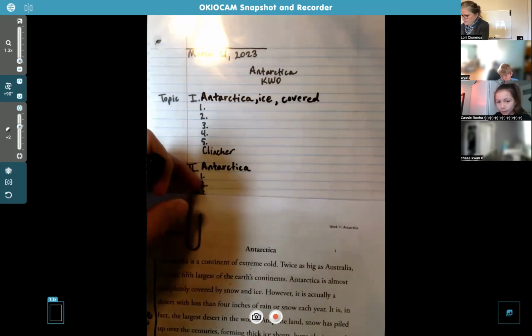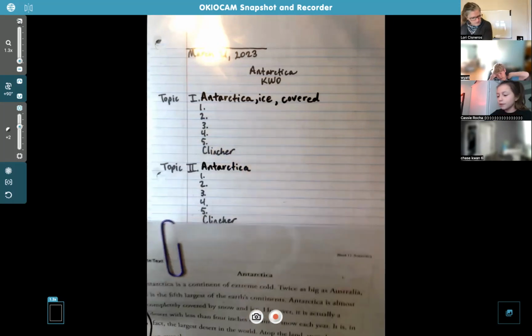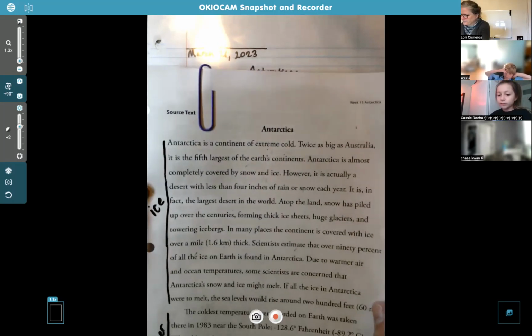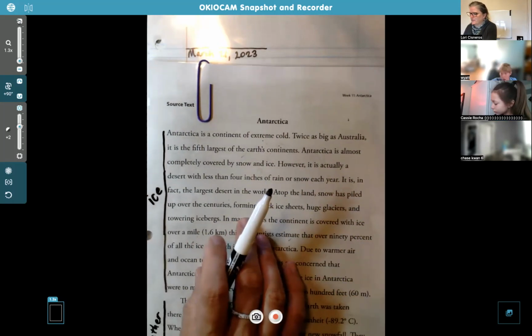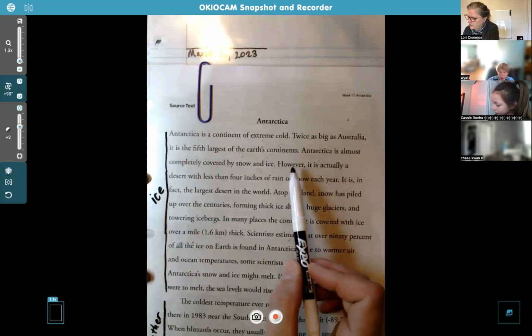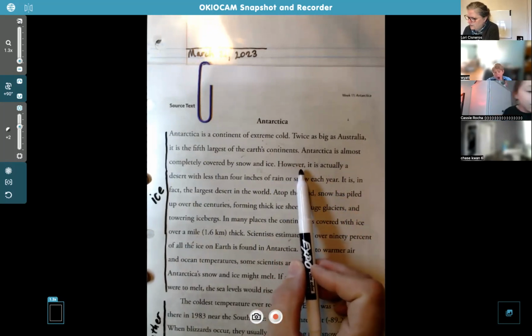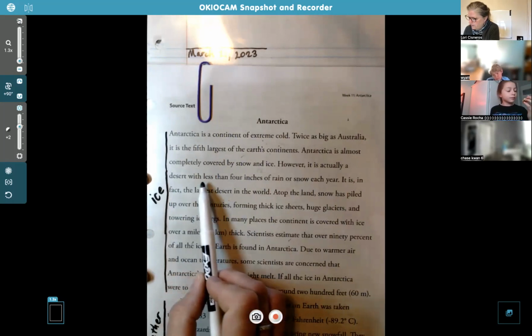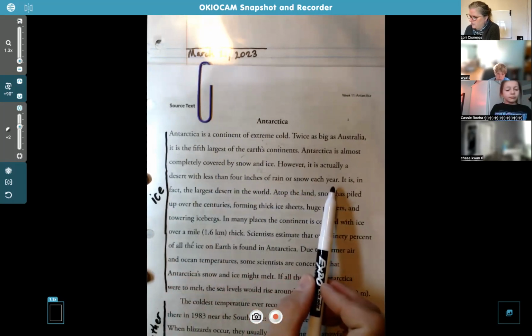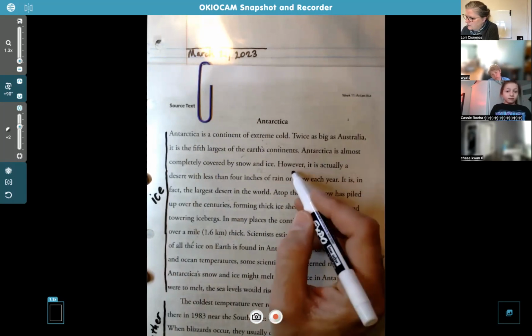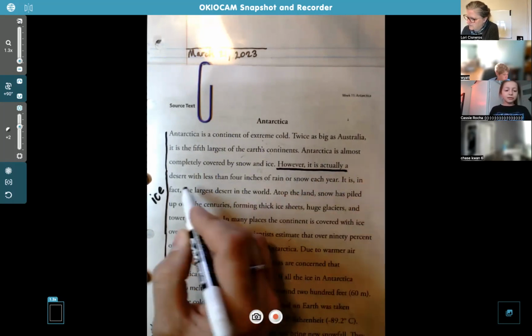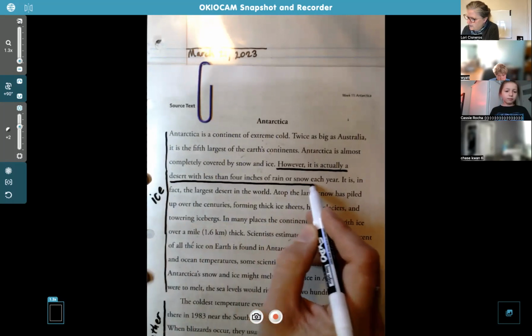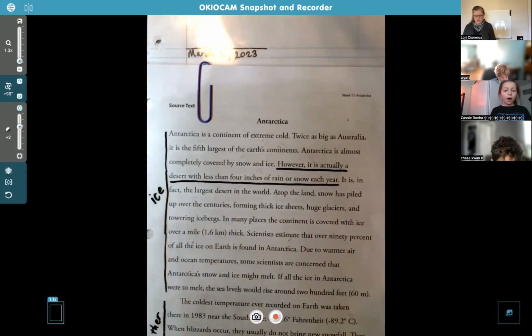All right. Now, the next part here I think is important because it starts here where it says, however, it is actually a desert with less than 4 inches of rain or snow each year. So I'm going to underline that sentence. Go ahead and underline that sentence.